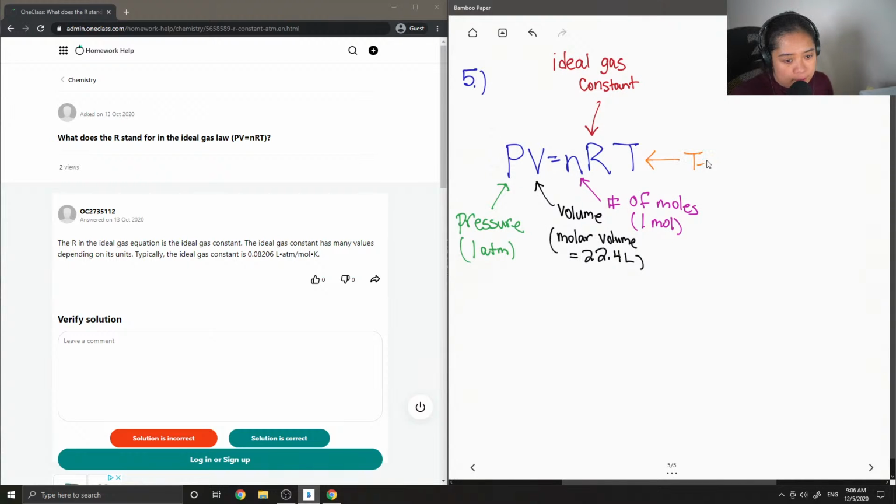And then lastly, T is temperature. So in standard conditions, the temperature is 273.15 K. And this is 0 on the Celsius scale.